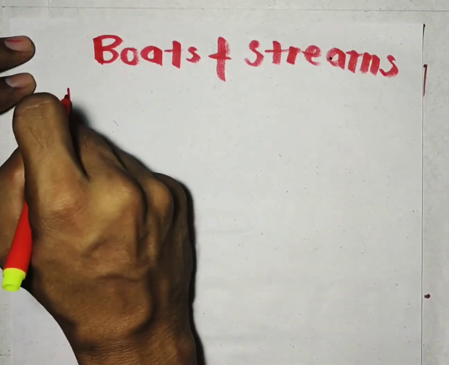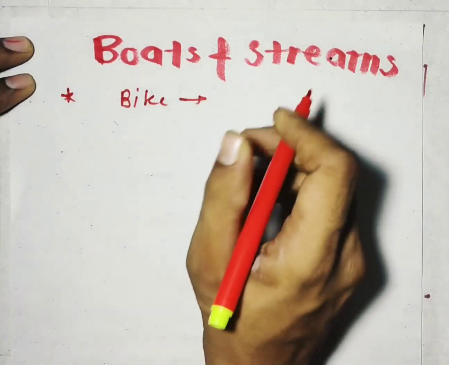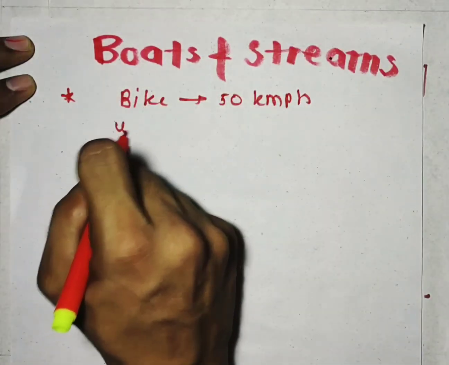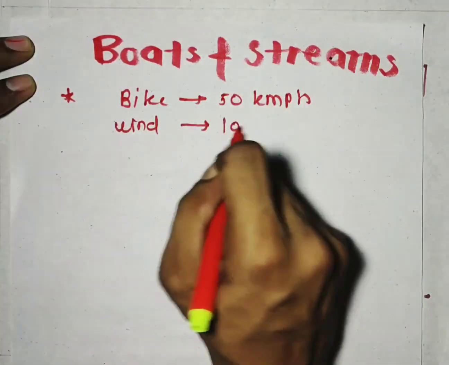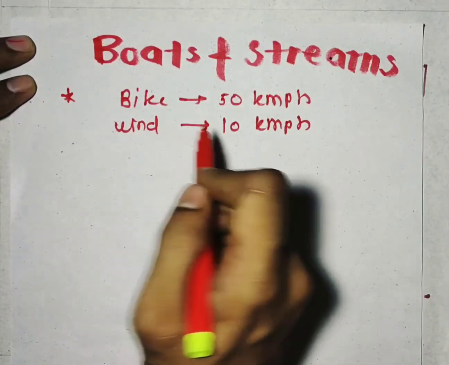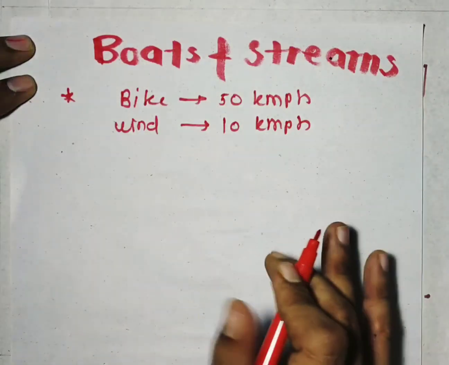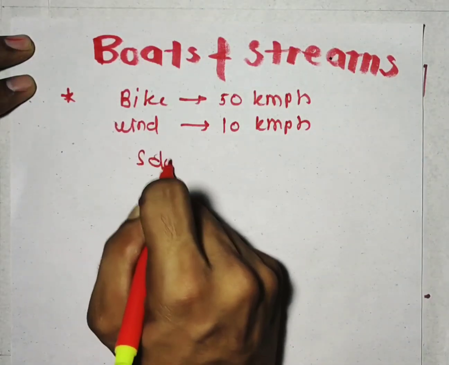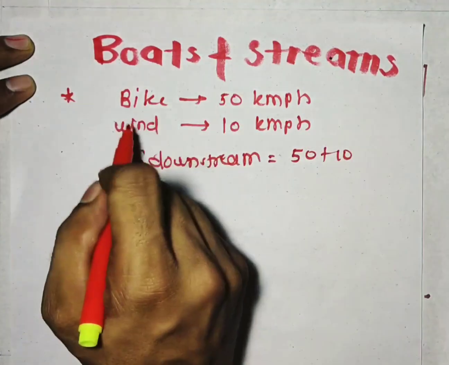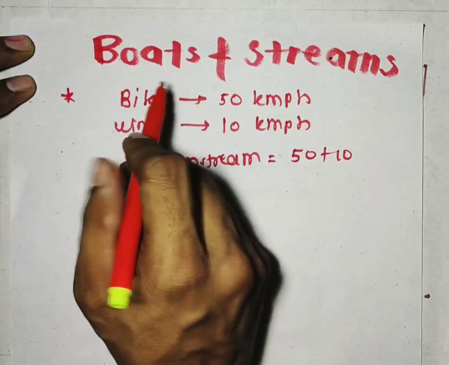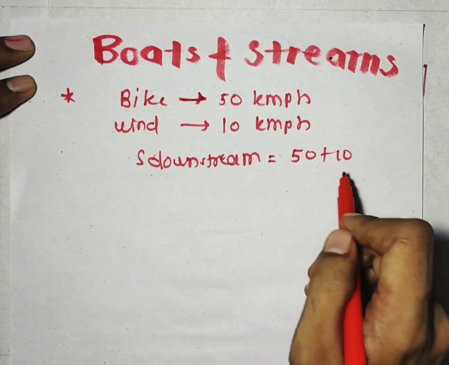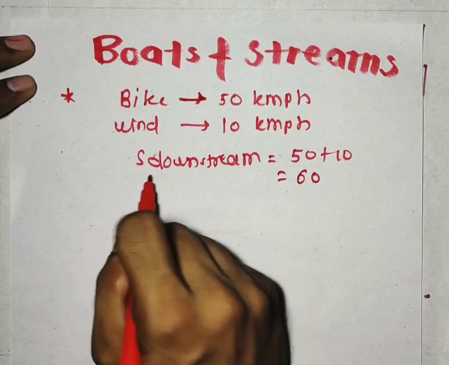So let's see. If I say the bike is going in this direction with a speed of 50 km per hour, and the wind also starts blowing in the same direction as the bike, with a speed of 10 km per hour, then it is called the speed downstream, and it is nothing but the addition of these two speeds. As the wind is flowing in the same direction in which the bike was going, the wind is pushing the bike. That's why the total resultant speed will become 50 plus 10, so it will become 60. It is called the downstream speed.